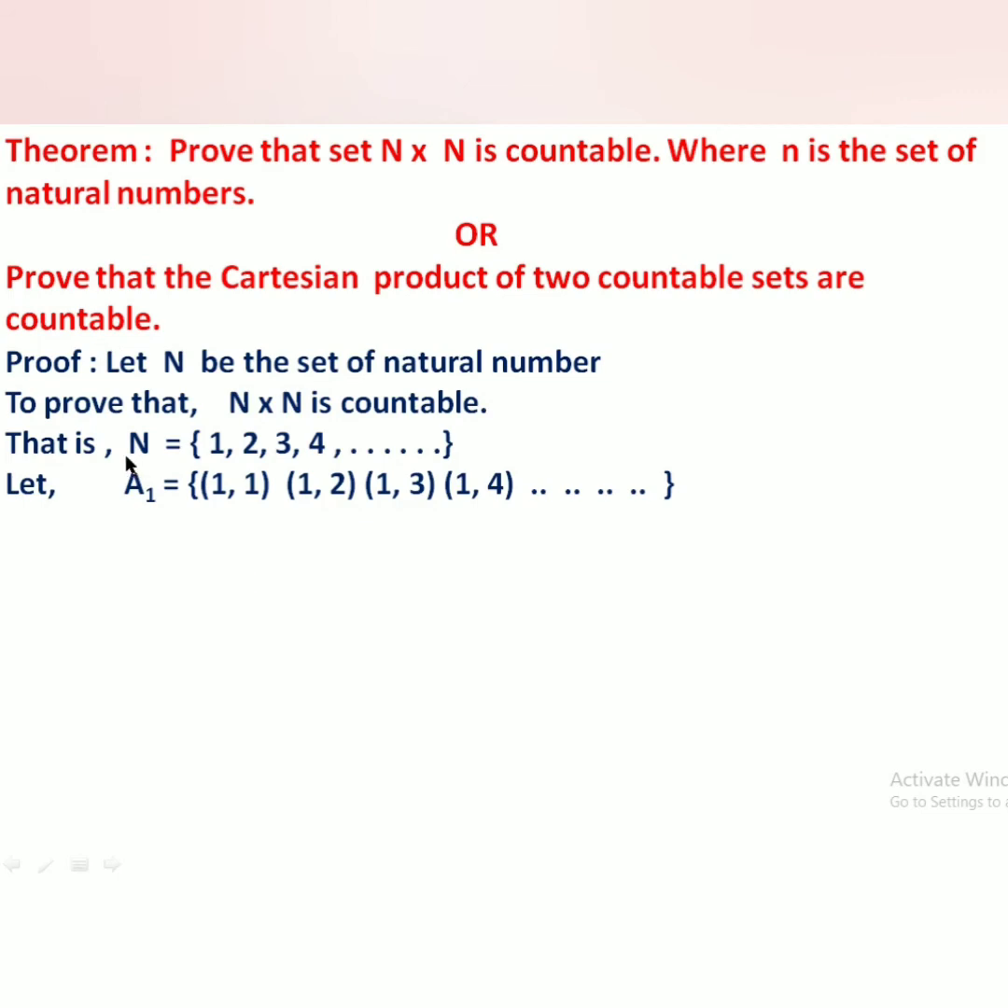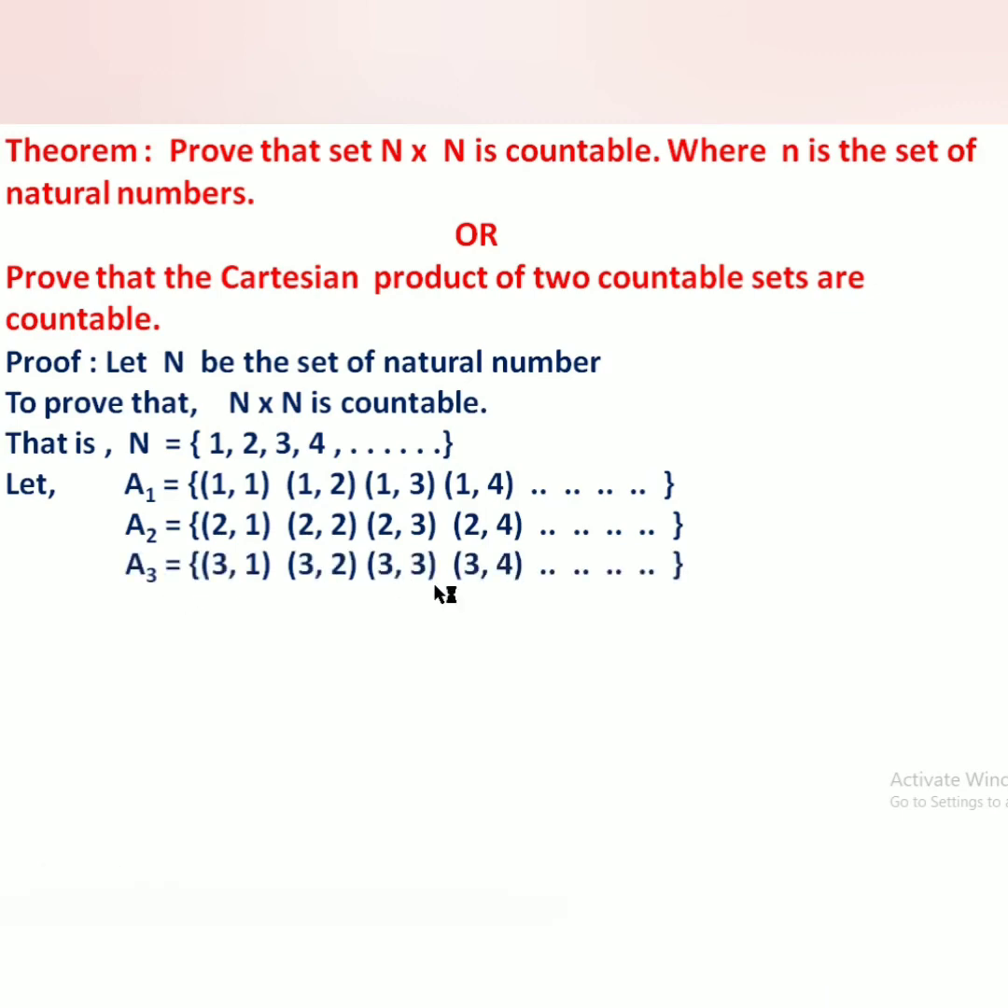I will take A1 as the set containing the pairs (1,1), (1,2), (1,3), (1,4). That means 1 is fixed in the first element, and 1, 2, 3 keep changing in the second element. That is the A1 I formed: (1,1), (1,2), (1,3), (1,4). Similarly, A2 I can go for. The second place is fixed at 2, and 1, 2, 3, 4 can be taken in the first place: (1,2), (2,2), (3,2), (4,2). Similarly, A3: (3,1), (3,2), (3,3), (3,4). In this way, I continue the process.